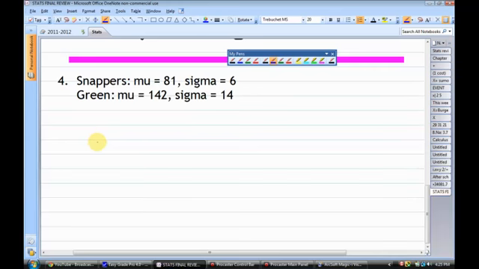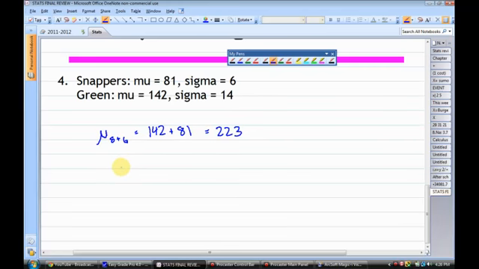Okay, so you want to know the mean of a snapper and a green put together distribution. So that mean is 142 plus 81. So that's pretty simple. That's 223, I believe.